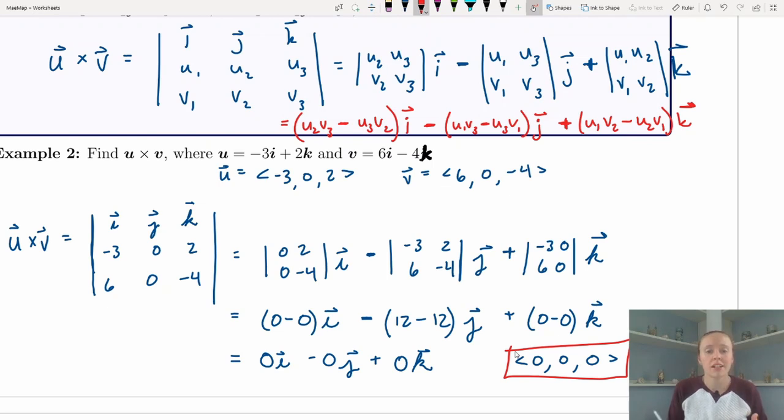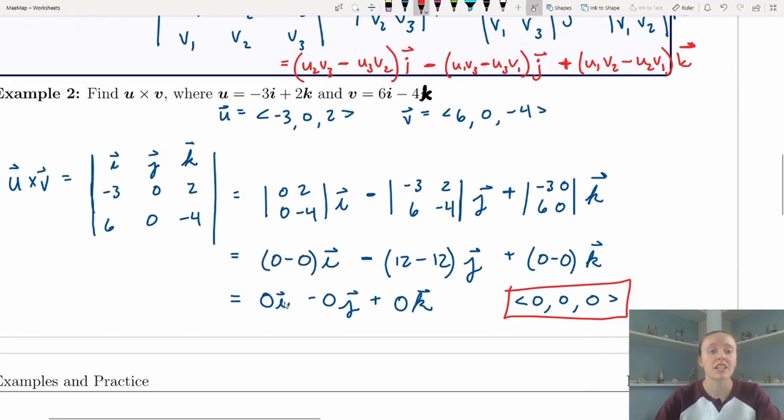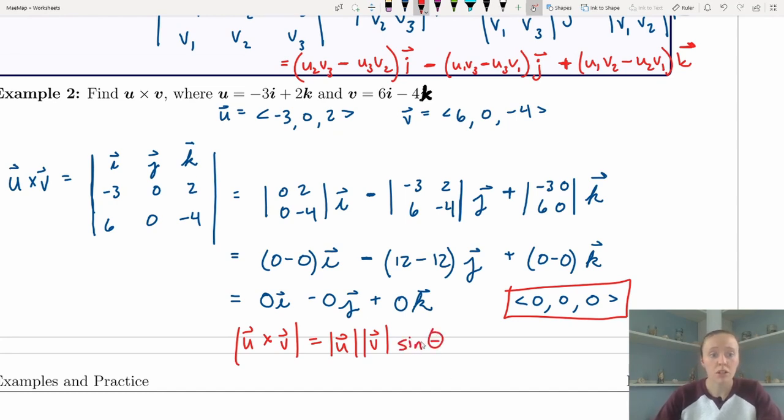And the 0 vector technically doesn't have a direction. But let's think about this in terms of the definition that we first learned. If you remember that definition, it said that the magnitude of u cross v was equal to the magnitude of u times the magnitude of v times the sine of theta. So for our cross product, we just got the 0 vector. And the magnitude of the 0 vector, well, the vector has no direction and it has no length. So the magnitude of the 0 vector is 0.